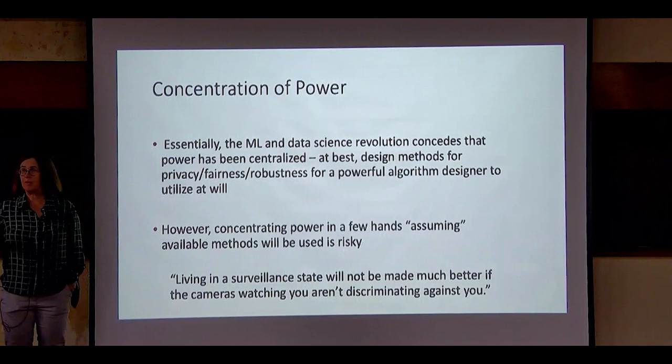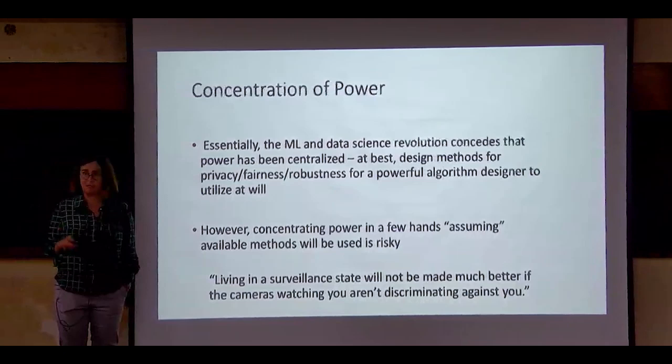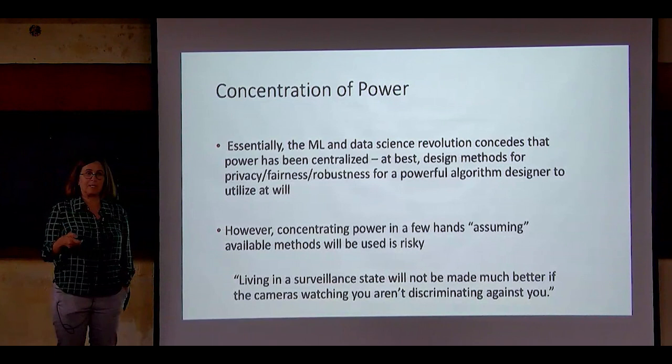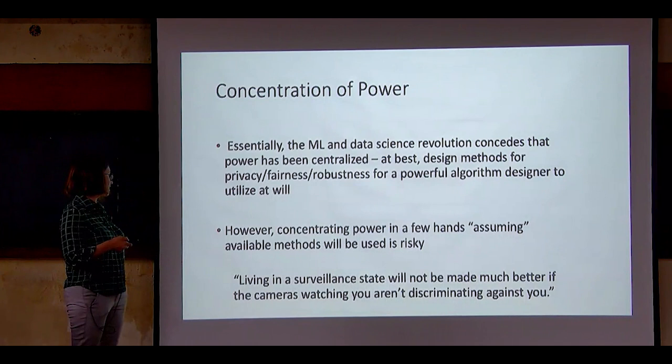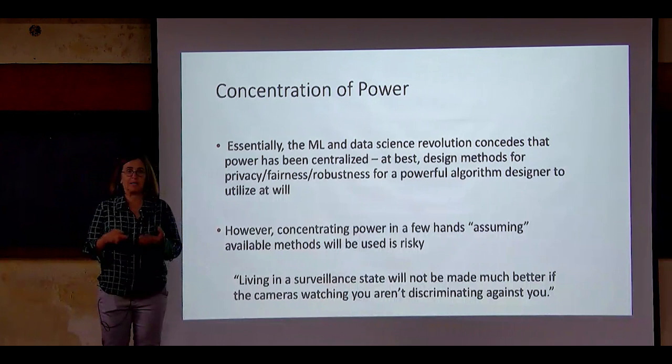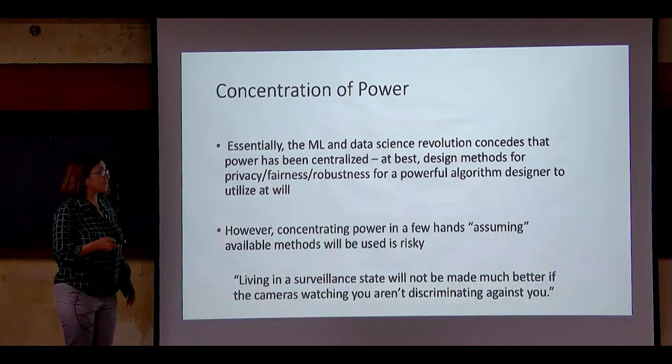And what this talk essentially says is, if we're assuming that these centers who have all the data and all the power are benevolent, that's a bit risky because maybe they're not. Or maybe they're going to be taken over by someone who is not so benevolent, and all this concentration of power in one place has some risks to it. So I guess there's a quote here: living in a surveillance state will not be made much better if the cameras watching you aren't discriminating against you. A lot of people talk about cameras discriminating, and it's an important issue. But the fact that there are cameras everywhere recording everything you do all the time, that's maybe even a larger issue, or at least as important.